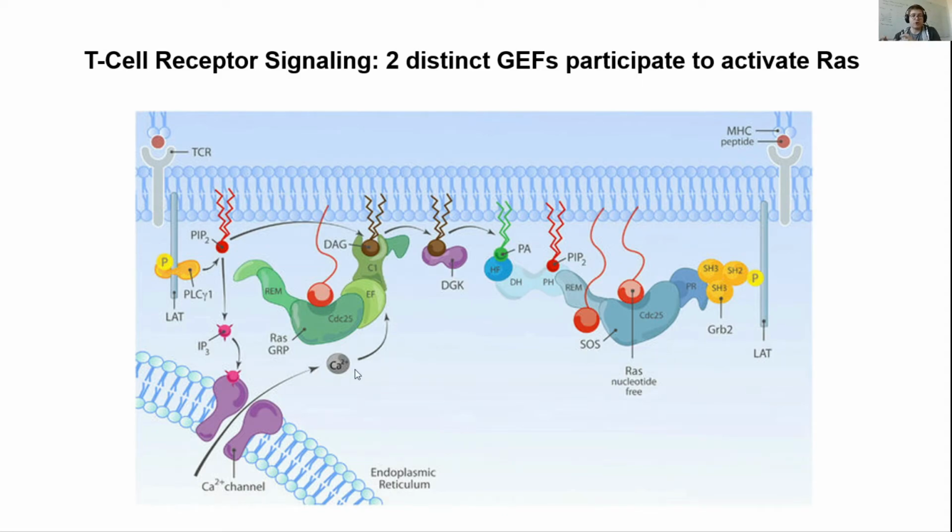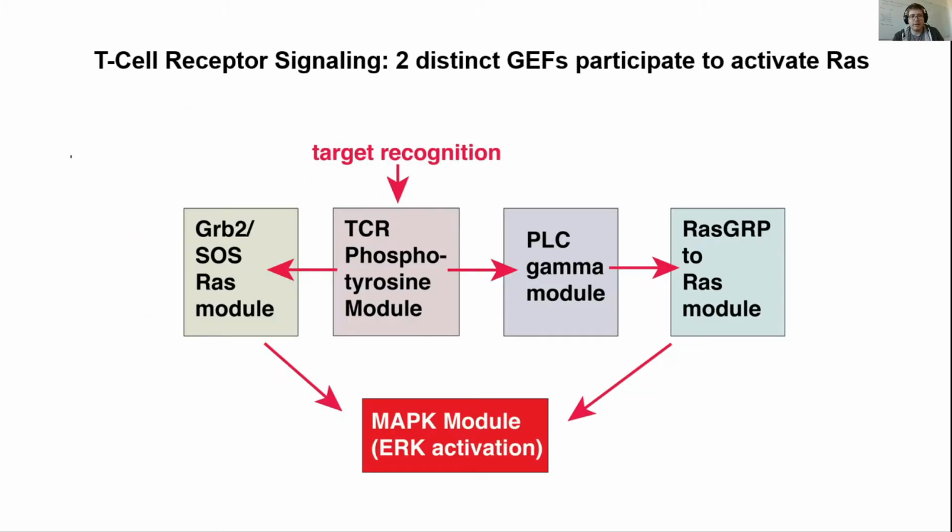And so at this point, we have two different GEFs that are each participating and converging on Ras, but are regulated in different ways. So if we try to draw that same block diagram as before, it will at least help us understand at a higher level what's going on here.